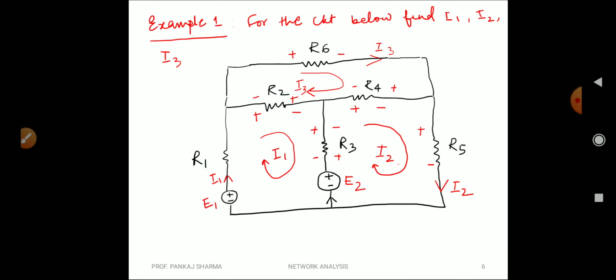Dear students, we are going to solve this numerical example 1 with the help of mesh analysis. Mesh analysis is an extension of KVL, Kirchhoff's voltage law. In each mesh, round the closed path, we are going to apply KVL. KVL means the algebraic sum of rise in potential must be equal to the algebraic sum of drop in potential. The energy must be conserved around the path.